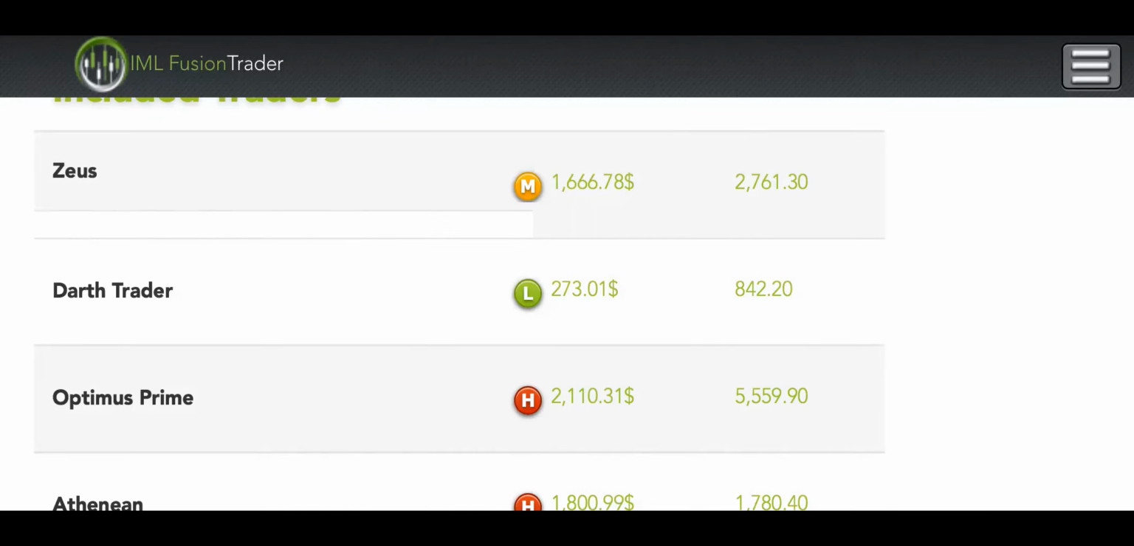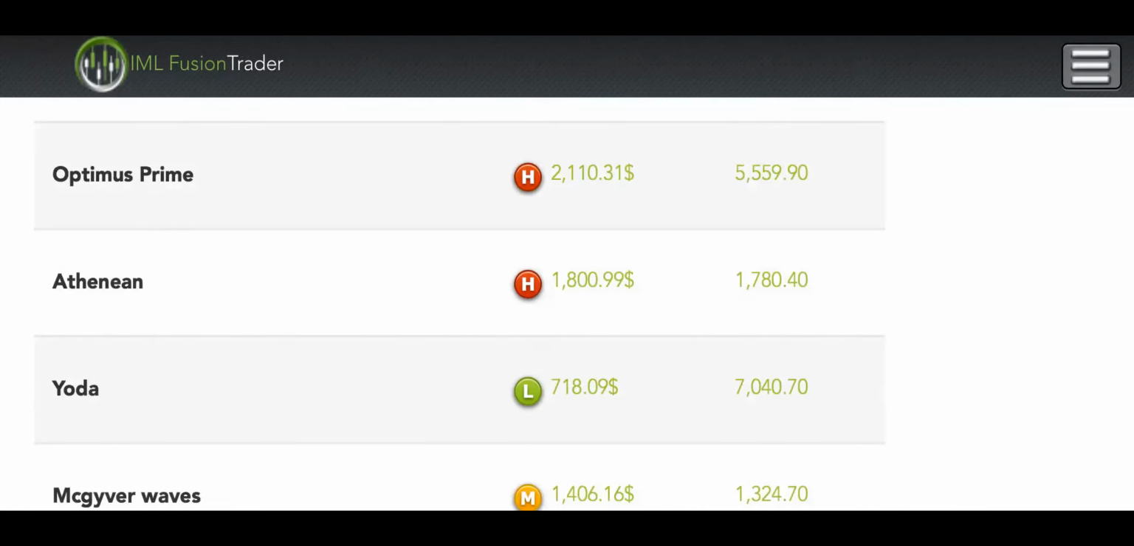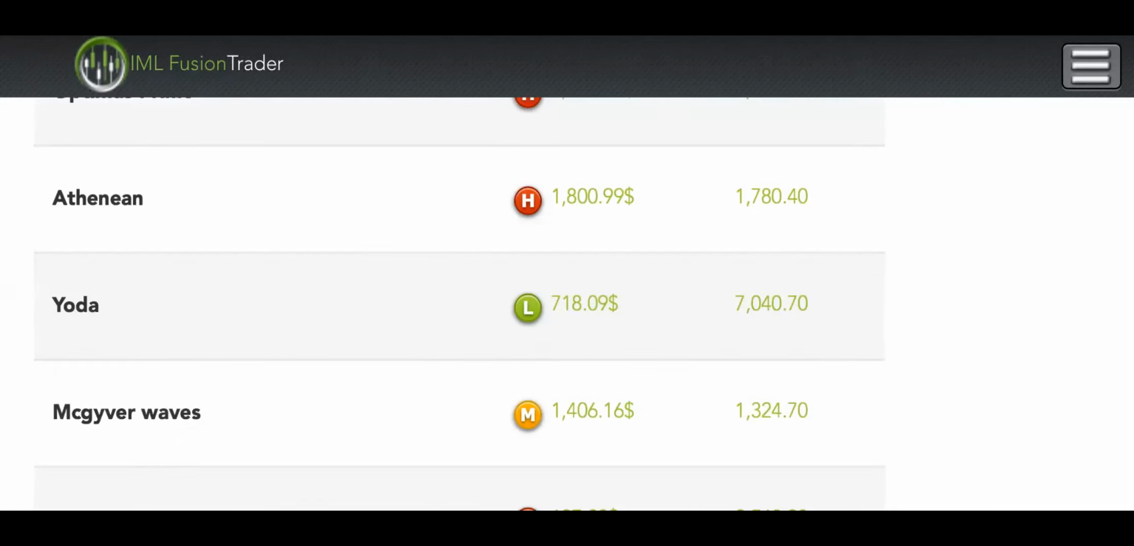So this is what they're going to look for. I'm going to just give you an example. Let's go to, this is one I like, Yoda. Yoda is a new trader. He's actually a low risk trader. But since he's connected, he's grown his account by $718, which is really good. And that's 7,040 pips. So to go more in detail on Yoda, what you'll do is just click on him.